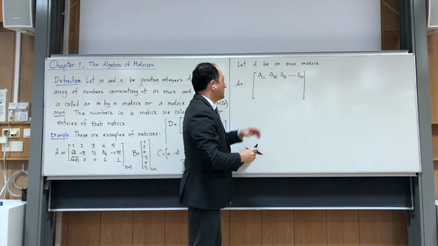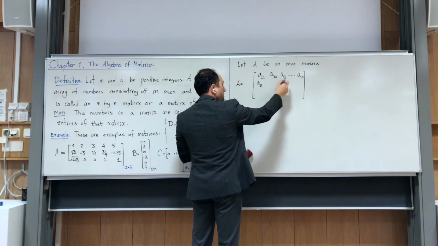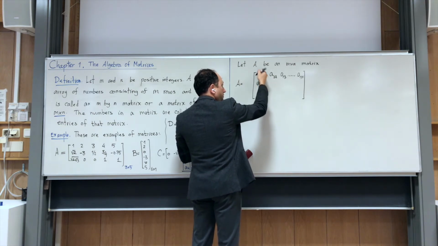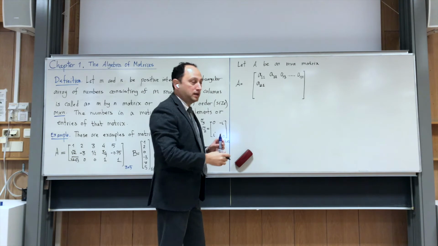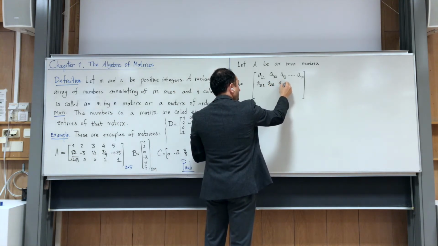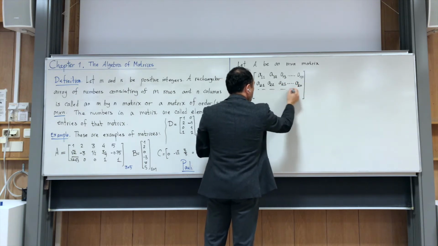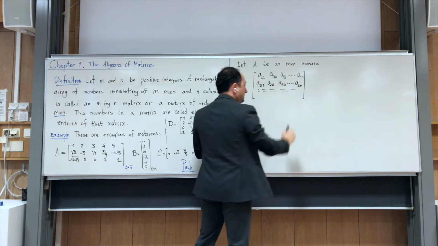And then if I go to the second row, I will have A starting with 2 because this is on the second row, but it's still in the first column. So it is A sub 2,1. And the next one would be A sub 2,2, and the next one A2,3, and then you continue up to A2n. And then you can continue these rows and reach the last row.